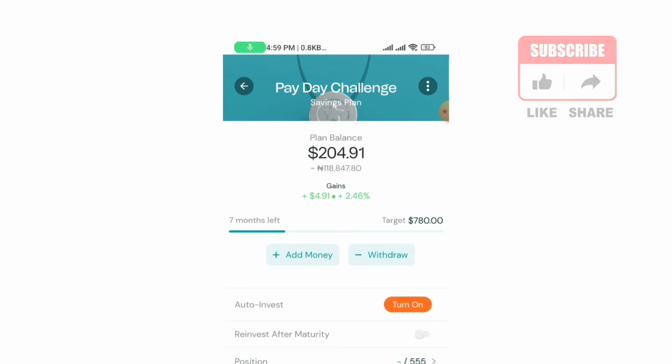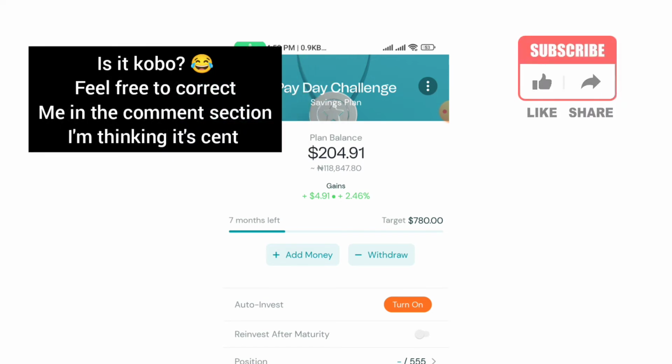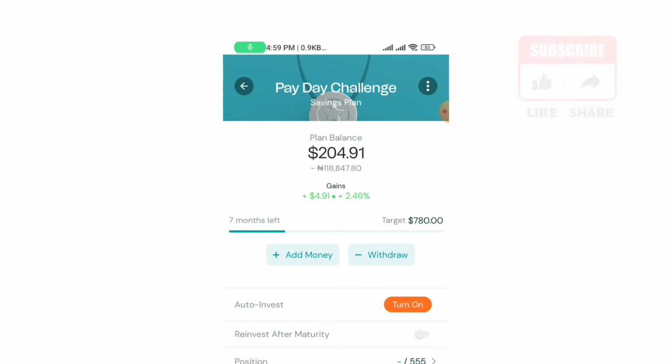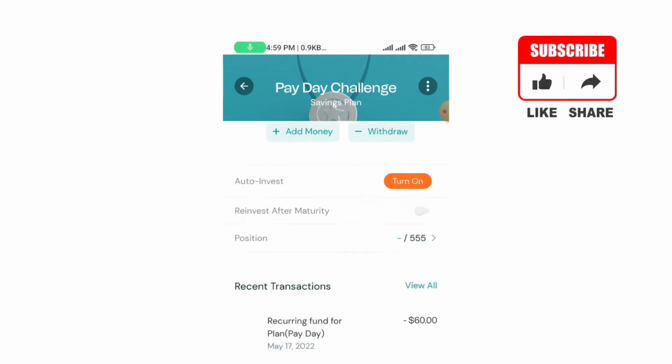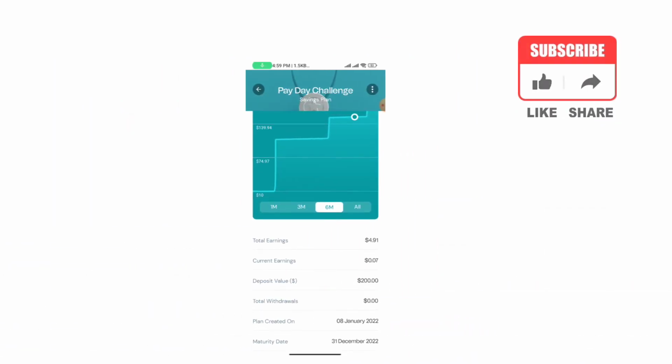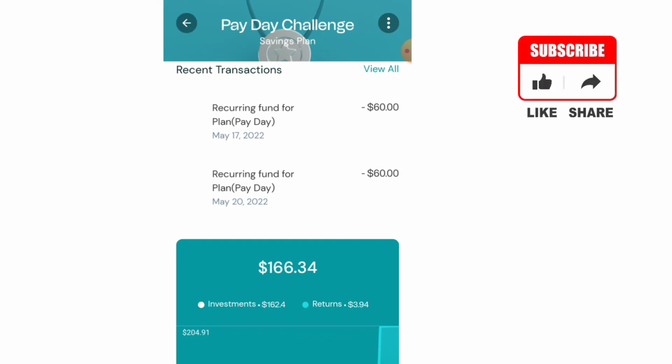Yeah, I have $4.91, and that is plus 2.46%. Now I have 2.46 profit. Total earnings here is $4. This plan was created on the 8th of January and it's going to mature on the 31st of December 2022.